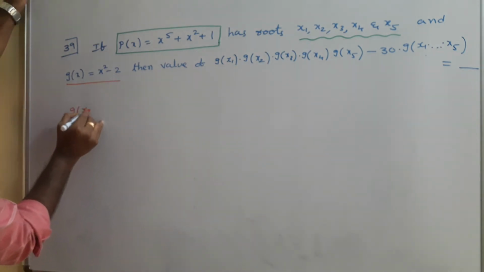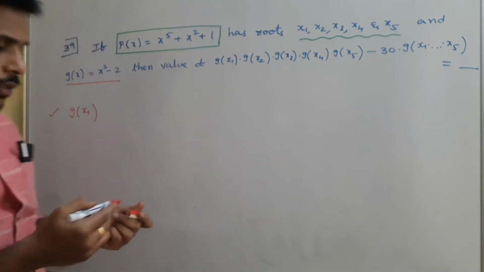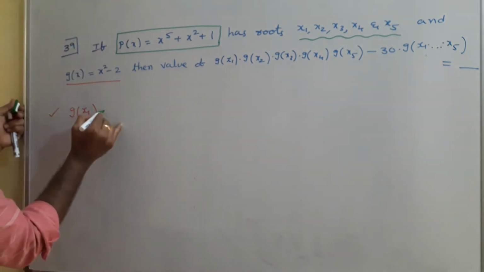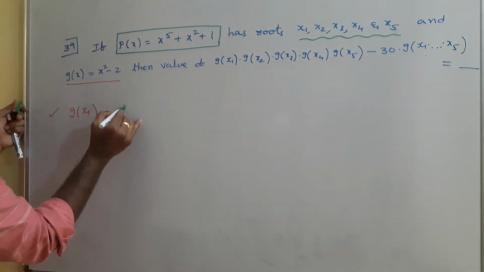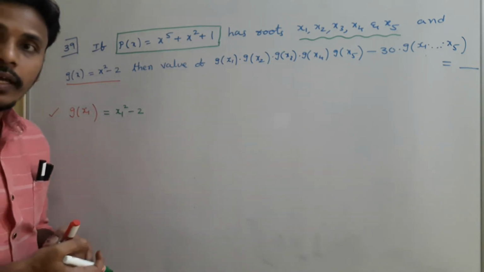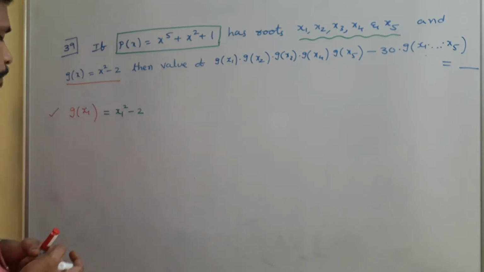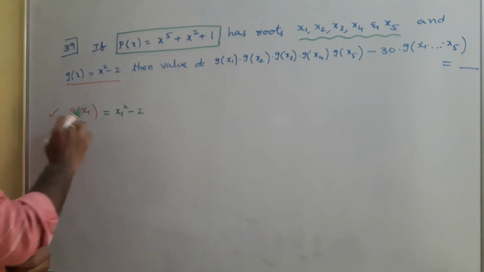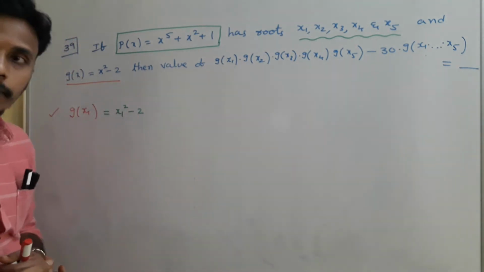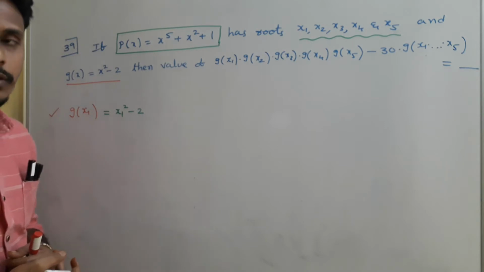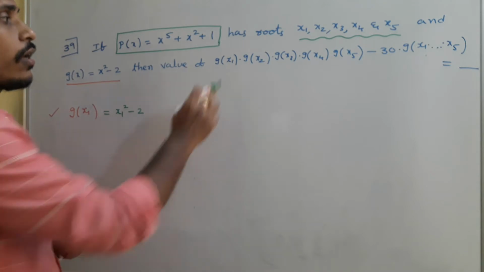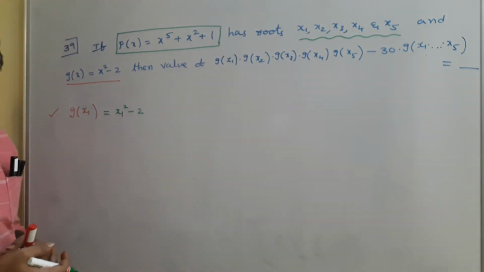So just think about g of x1, and in the same way g of x2, g of x3, g of x4, g of x5. G of x1 is simply nothing but x1 square minus 2. Is it right? I need the product of all these things. So what I am going to do is construct a polynomial whose roots are g of x1, g of x2, g of x3 and so on.